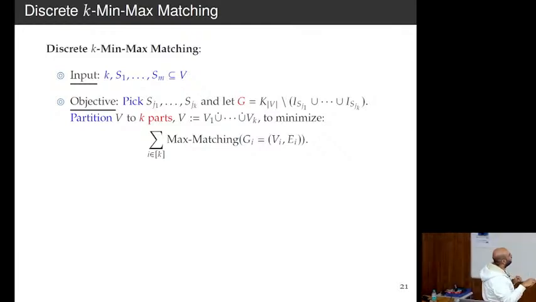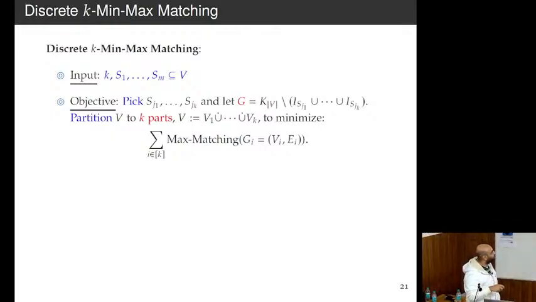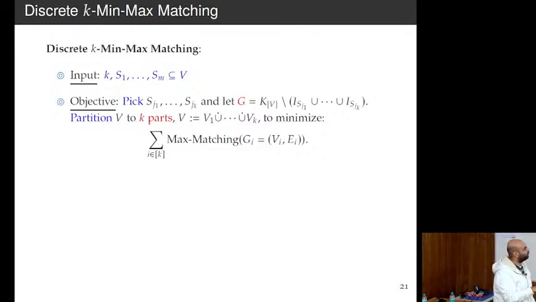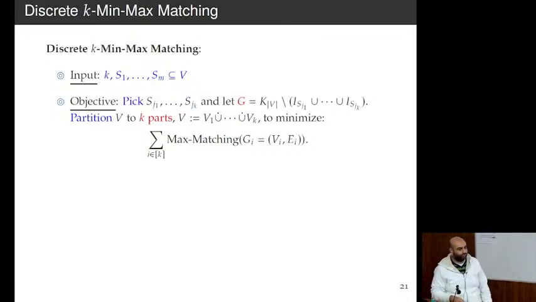In other words, this is like a choice of m independent subsets that you can remove from a complete graph. You pick any k of them, and that defines your graph G, which are the k independent sets you remove. And then you ask the same question: how can you partition whatever graph is left into k parts so that you minimize the max matching?